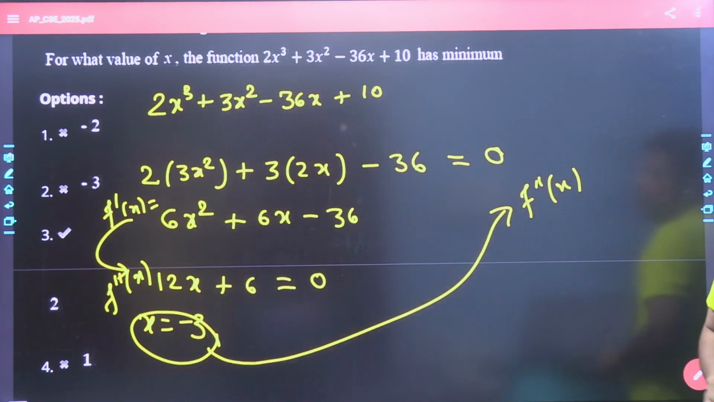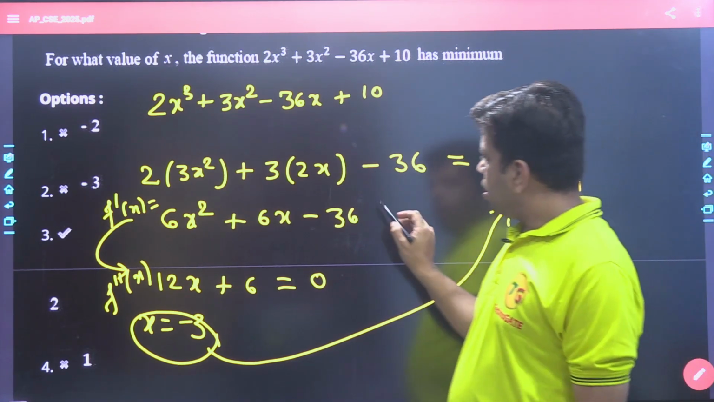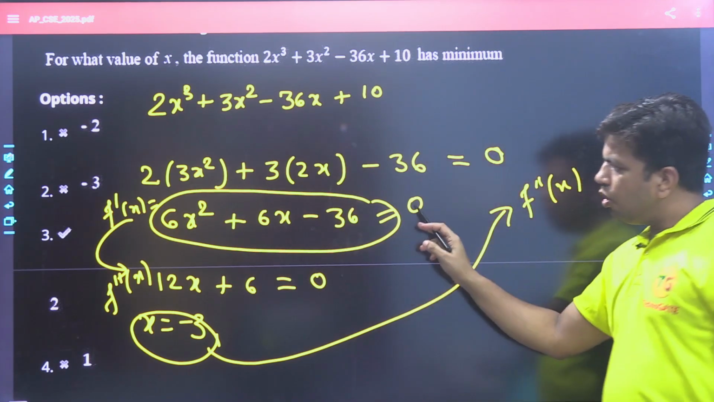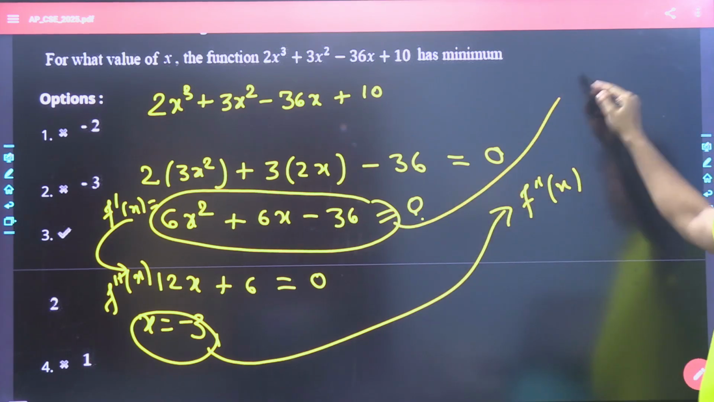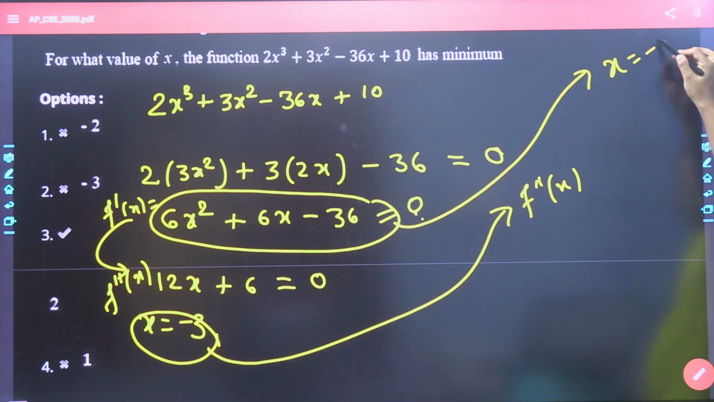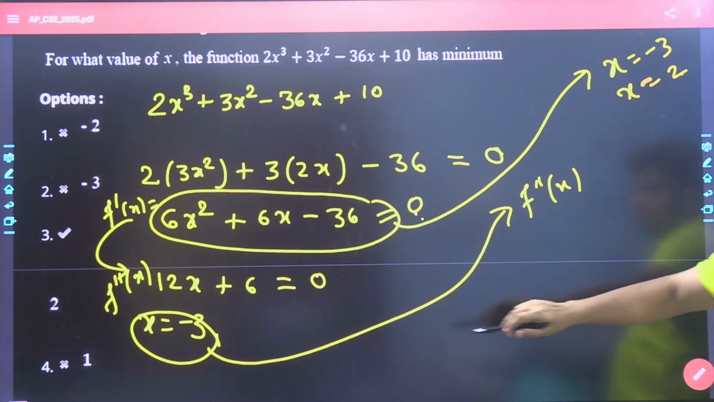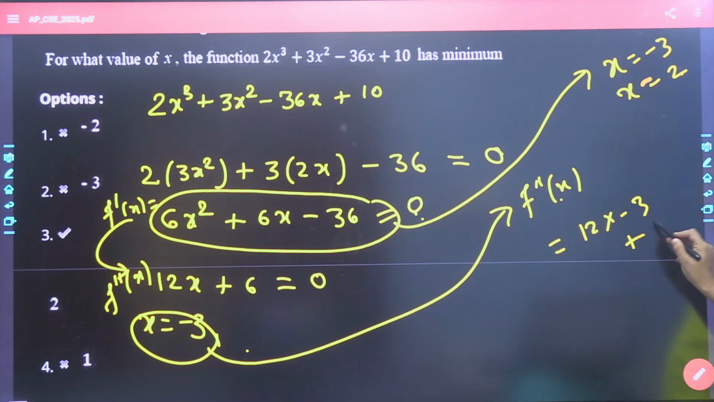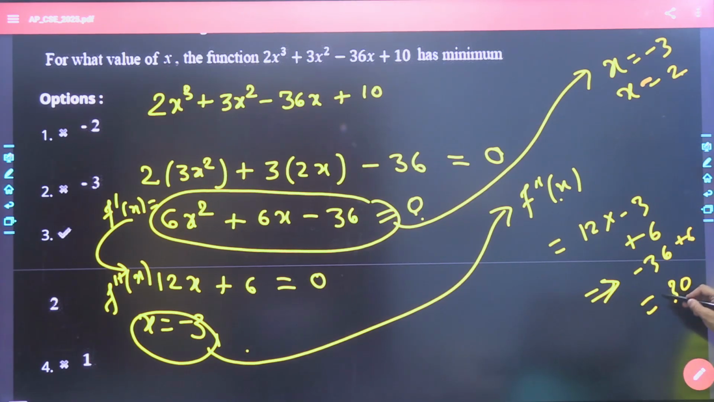So at x equals minus 3, this term is equal to what? It is equal to 0. By observing this, we can say that there are two possible values of x. First is minus 3 and second is 2. Just put the value minus 3 in this equation. So 12 into minus 3 plus 6, so minus 36 plus 6 becomes minus 30. The value is less than 0, so this is a maximum point.